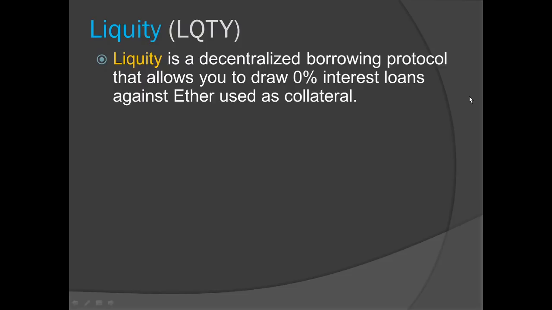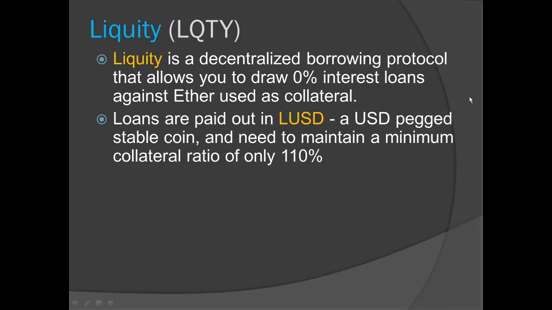The project I'm going to cover is Liquity, LQTY. Let's begin. Liquity, with the symbol LQTY, is a decentralized borrowing protocol that allows you to draw 0% interest loans against Ether used as collateral. Loans are paid out in LUSD, a USD-backed stablecoin, and need to maintain a minimum collateral ratio of only 110%. Currently, it only provides loans against Ether, but in the future, they may use other assets as collateral to borrow the loan.